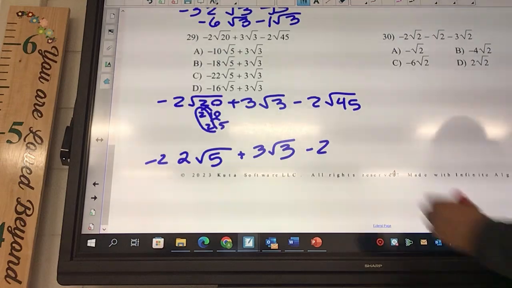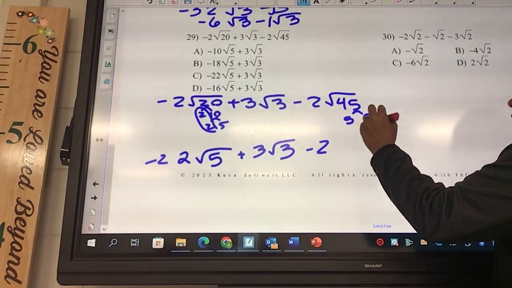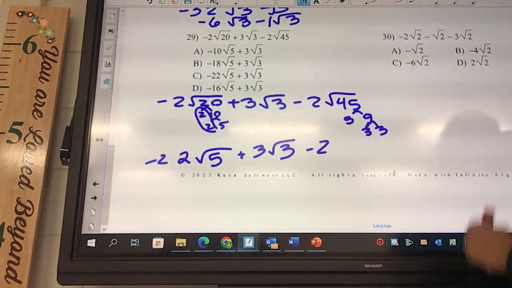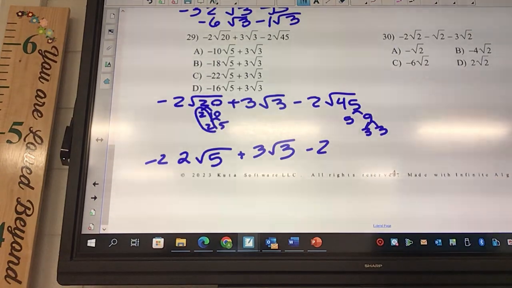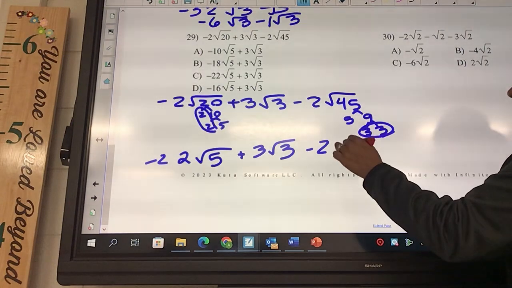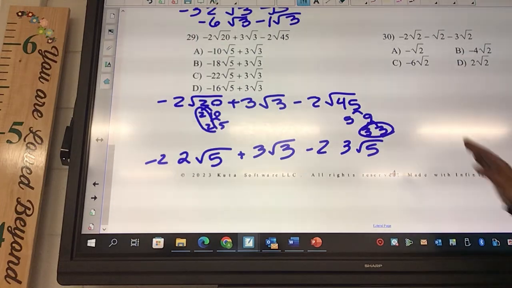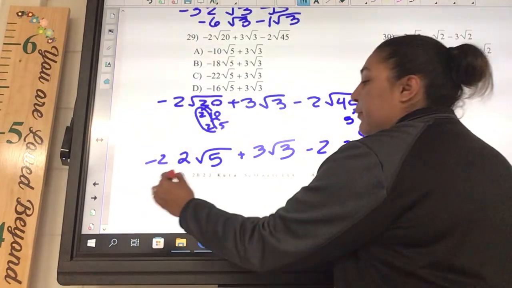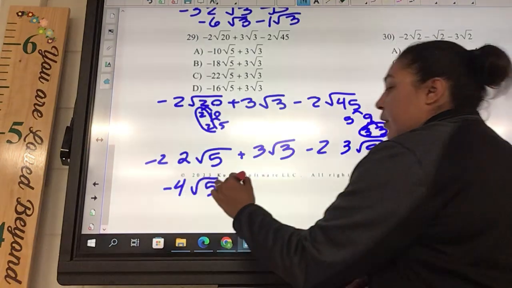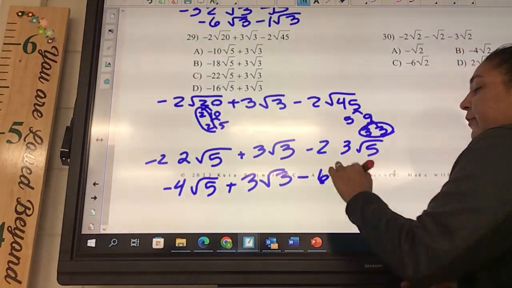Okay, for the 45, I got 5 and 9, 3 and 3. What is this radical going to become? 3 square root of what? 5. Okay, now I gotta multiply this stuff, so it's gonna be negative 4 square root 5 plus 3 square root 3 minus 6 square root 5.